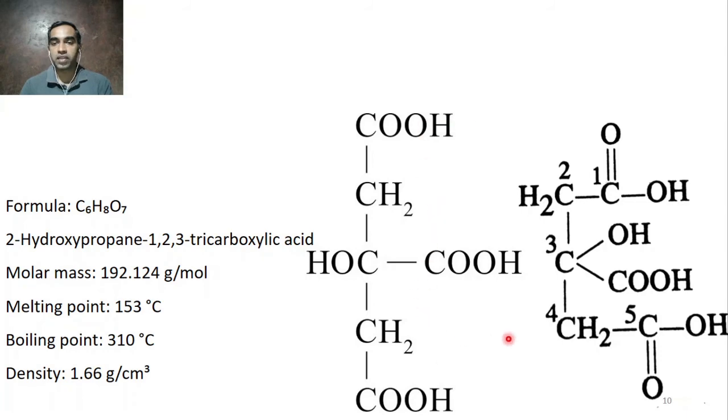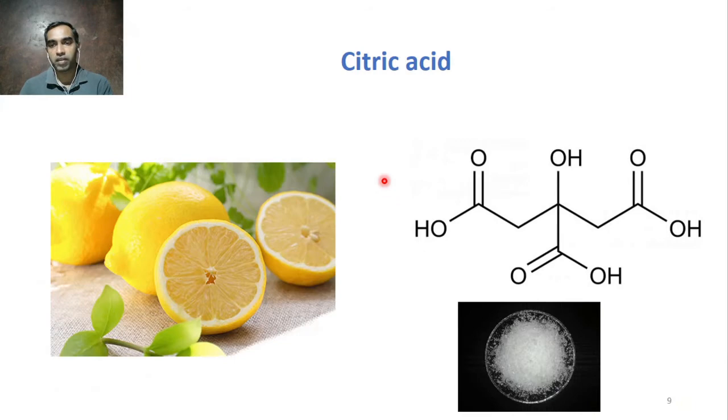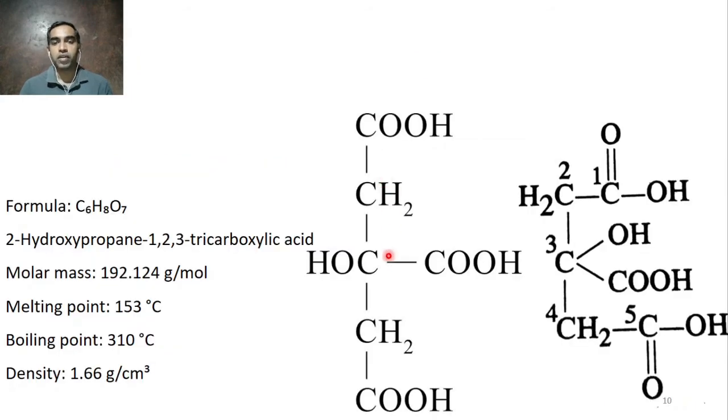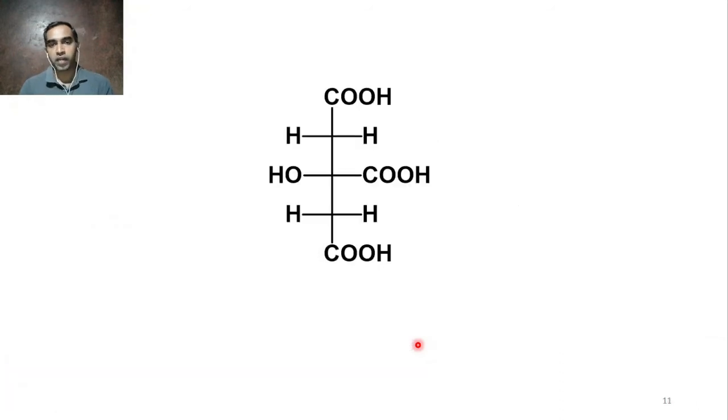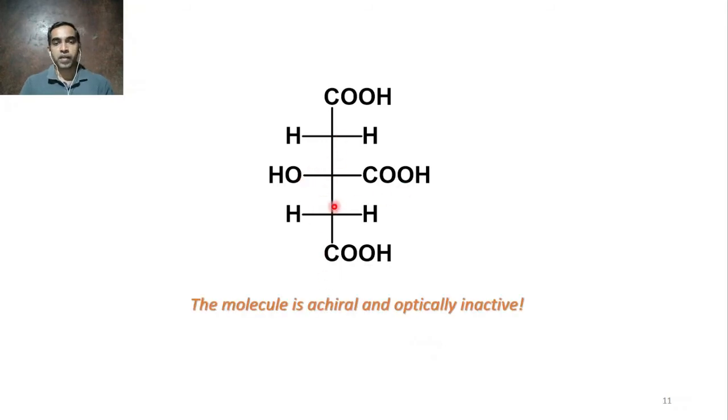So you can see the structure here. Citric acid, easy to remember this way. If you cannot remember this way, then COOH, CH2, then C(OH), COOH, CH2, COOH. It's up to you, or you can remember this way, Fischer projection: COOH, CH2, C(OH), CH2, COOH. Okay, the molecule is achiral and optically inactive.